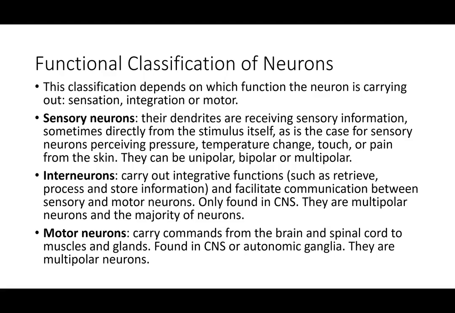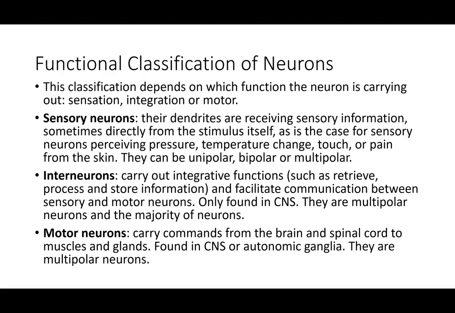So what is their job? And this is very, very similar to how we functionally classify divisions of the nervous system with sensory, integration, and motor responses. So we have different neurons that do each of those. So sensory neurons, the dendrites of these are going to be picking up that sensory information, sometimes directly from the stimulus itself. So like sensory neurons that are picking up pressure, so some sort of touch, temperature changes, pain. Those are all sensory neurons. These can be any of those three main structures, physical structures that we talked about.